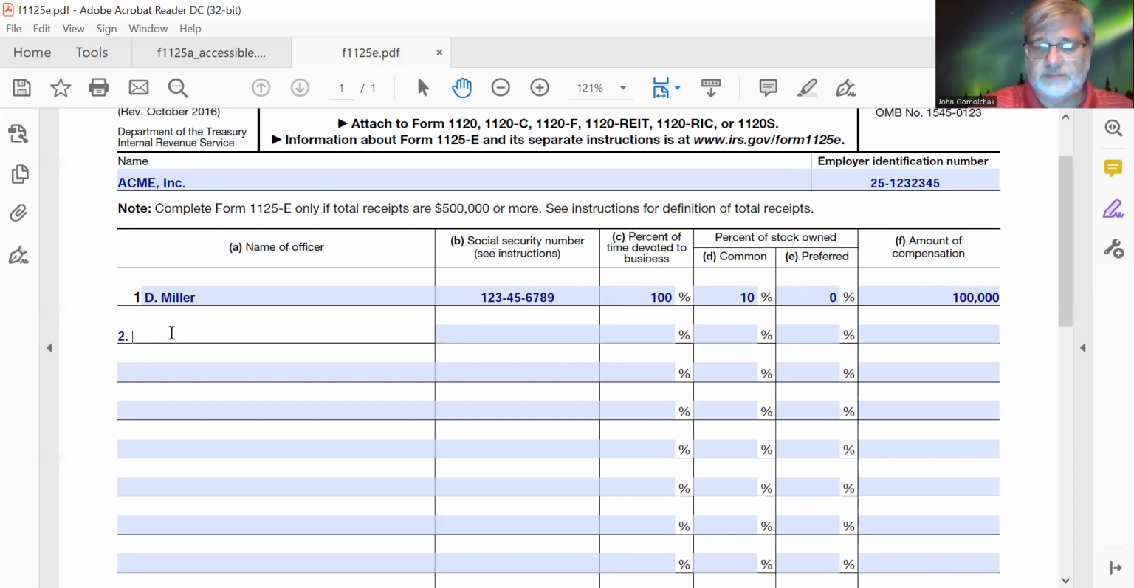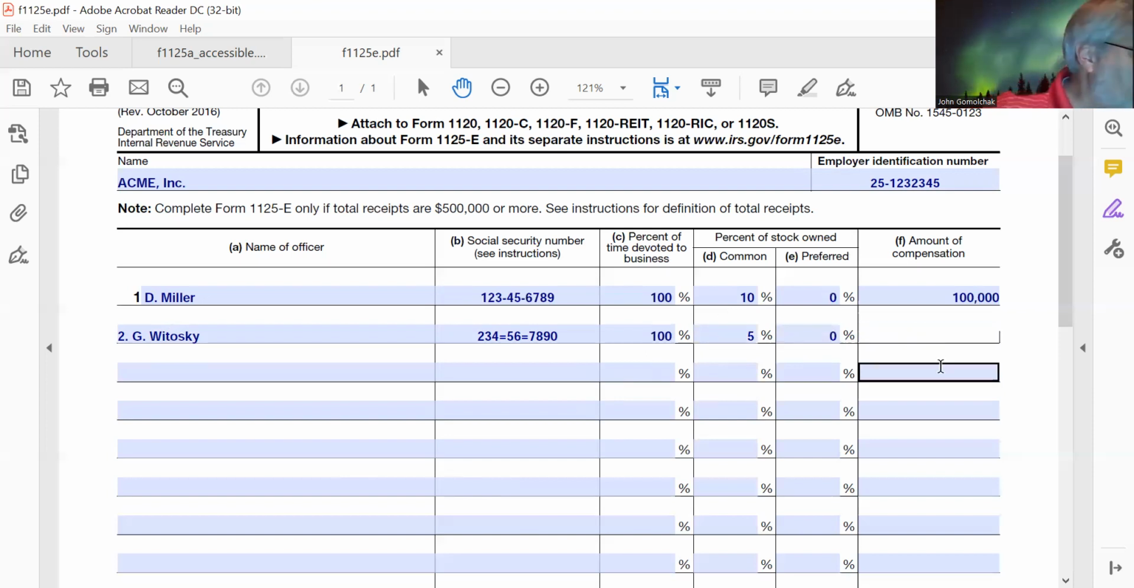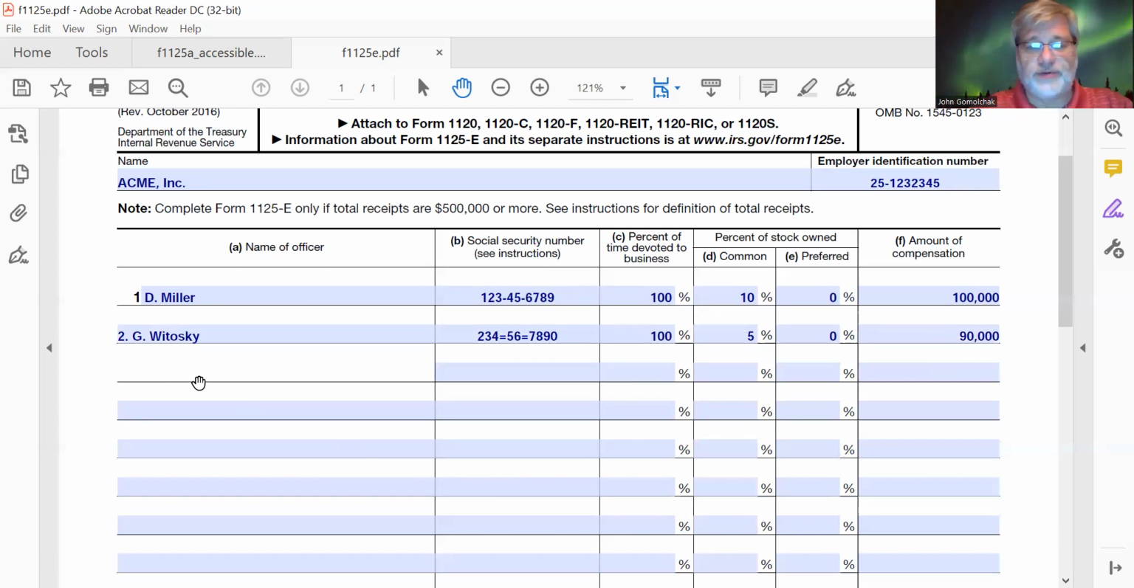2. This is going to be G W I T O S K Y. G Witowski. His number is 234567890, oh well, it's close enough. Percent of time devoted to business 100. Percent of stock owned. I think he is a 5% owner of the common. There's no preferred to talk about. And Mr. Witowski makes $90,000 per year in his position. Our third officer is A. Giannini.